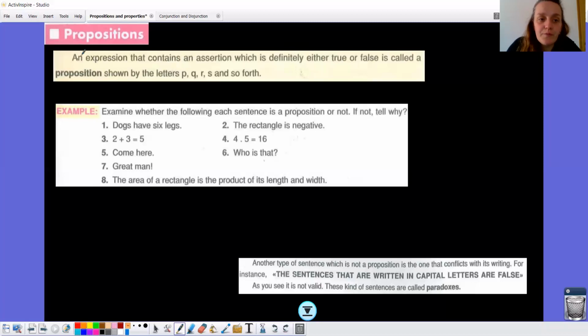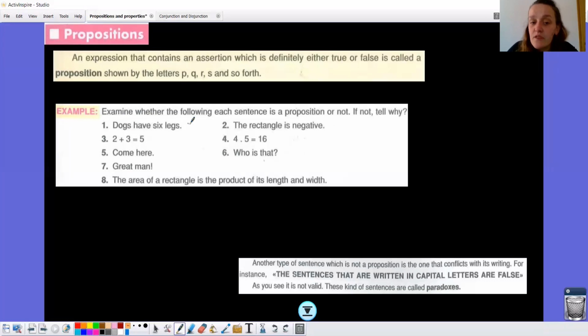Here, the definition of a proposition is an expression that contains an assertion which is definitely either true or false. So if we can say for a sentence or for given information that it is exactly true or false, we'll call it a proposition, okay? And here we have some letters that will show the propositions, like P, Q, R, S, and so forth, okay?